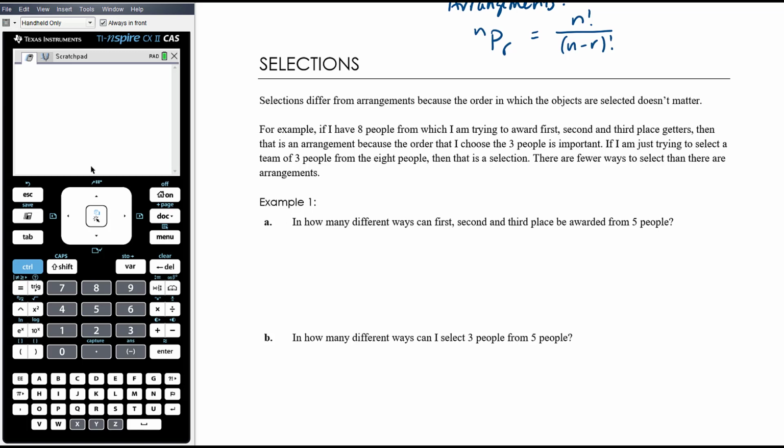And there are going to be fewer ways that I can select than there are to arrange, because for every selection of 3 people, there are all those possible arrangements of those 3 people when it comes to considering arrangements, whereas they are all lumped together as just one selection. So we're going to have fewer selections than we do arrangements for given numbers of people and positions.